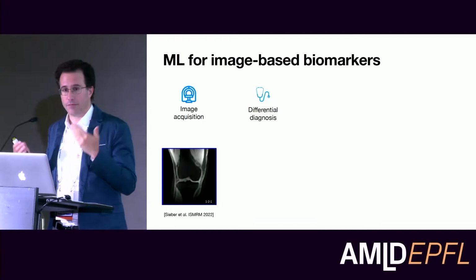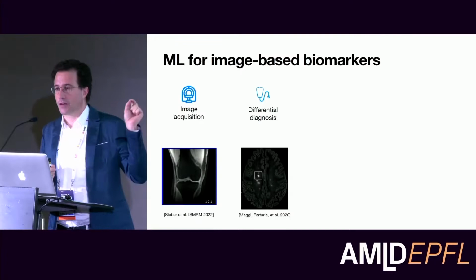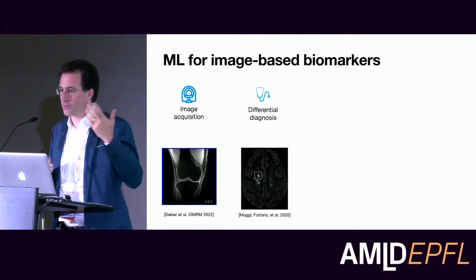And vein, no vein, very much like cats and dogs, hot dog, no hot dog. You know what I'm talking about. This is really a computer vision problem. So this is an example of some work we did with the people at Siemens as well a while ago. This is a classifier that tells you whether this lesion has a vein in the middle or not. And if you have many veins, then probably you have MS. So this is working reasonably well.